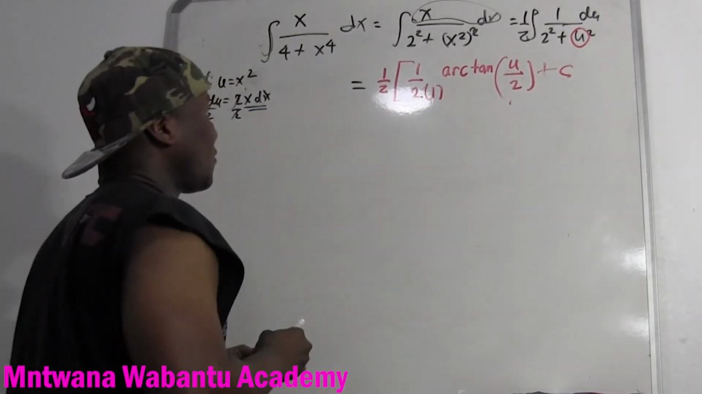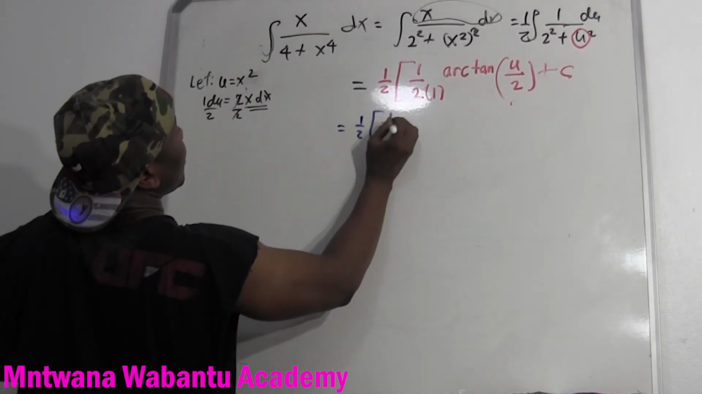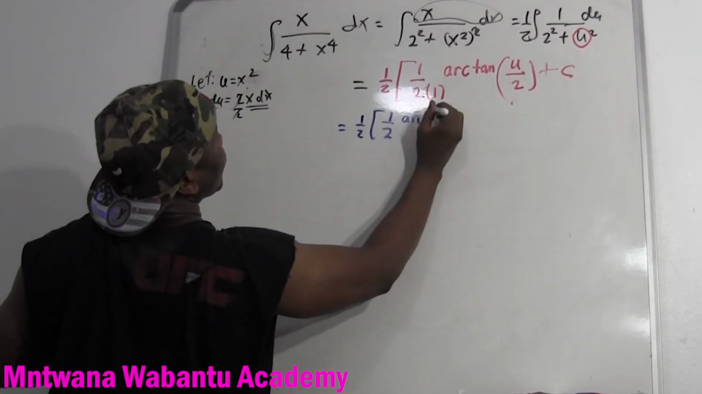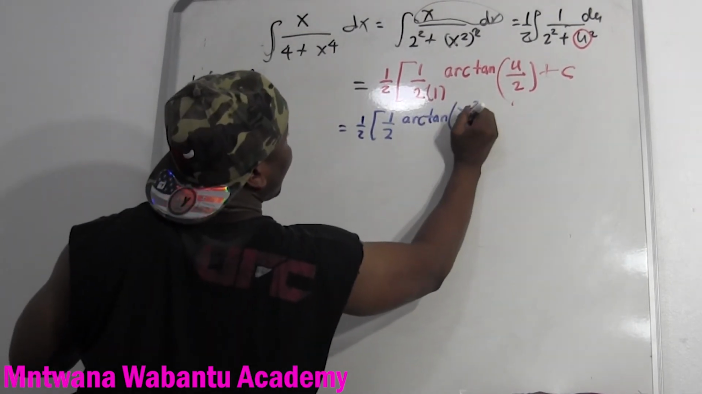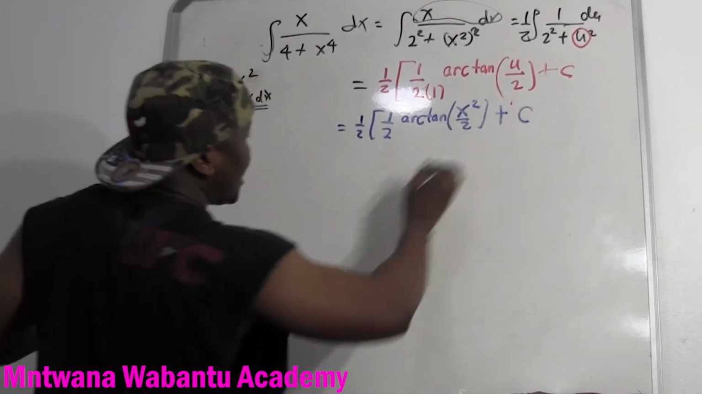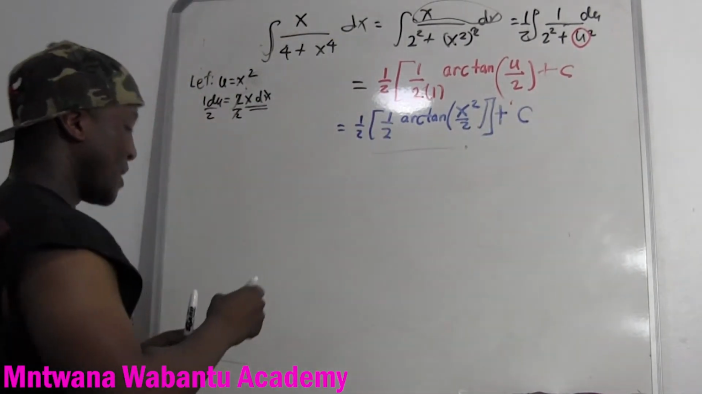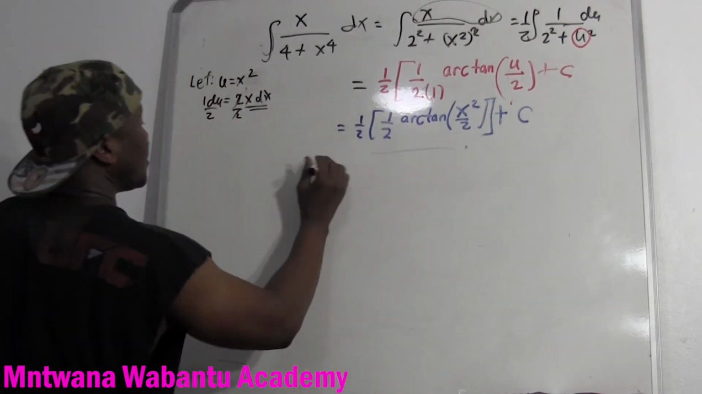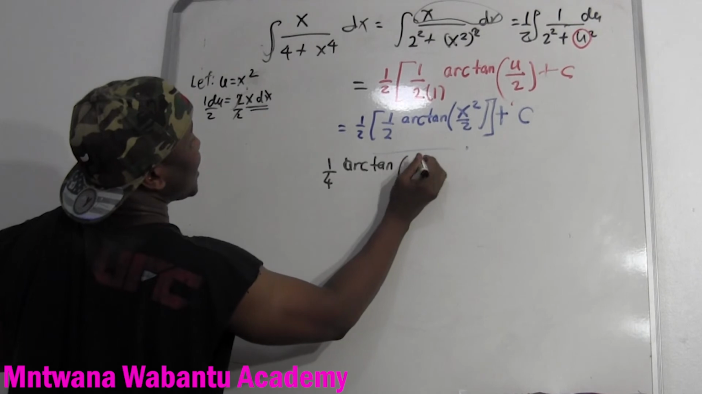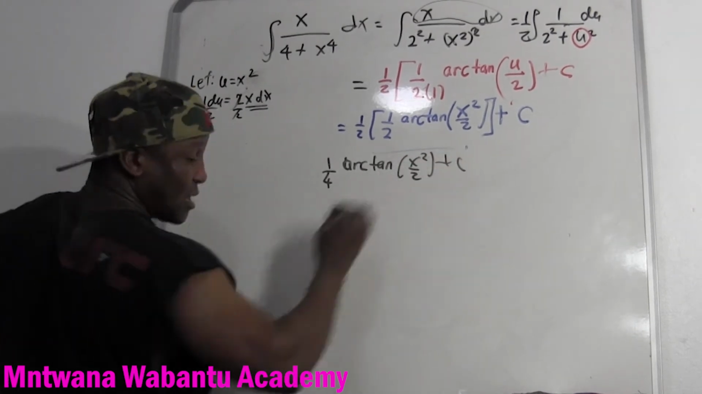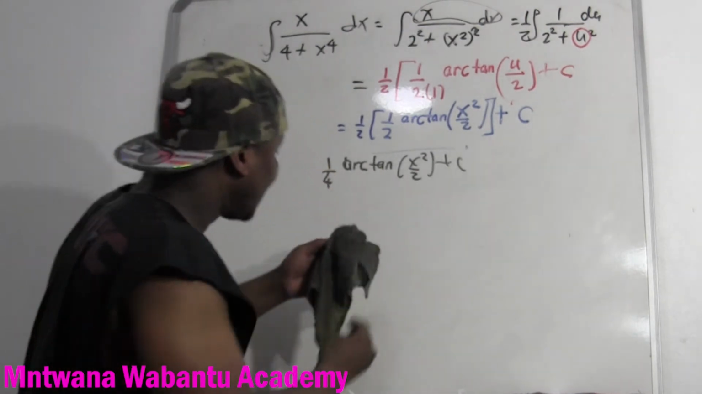But we know the value of u equals x squared. So replace now: this is 1 over 2 arctan of x squared over 2, plus C, and we're done. Or you can multiply that out, and that gives 1 over 4 arctan, or tan inverse, of x squared over 2, plus c. We're done. Let's go to the next question, guys.